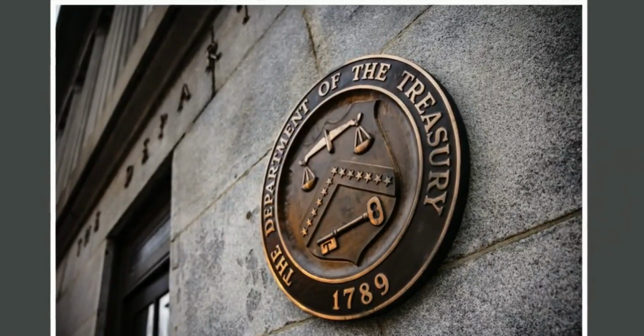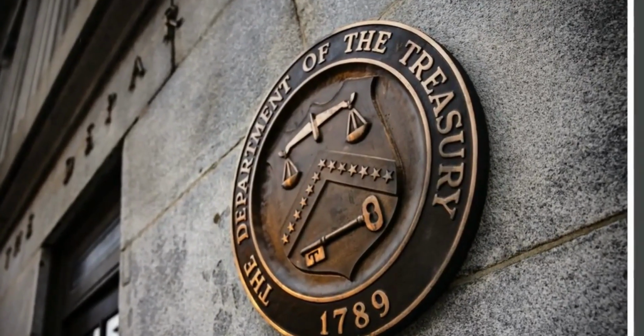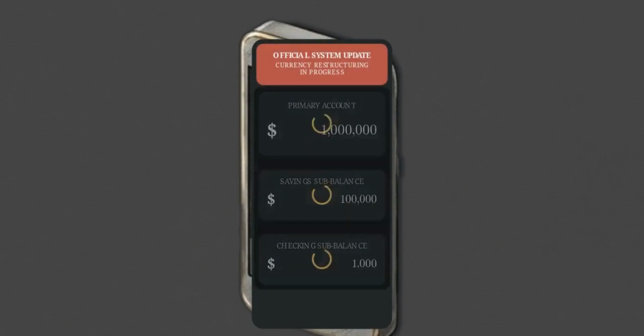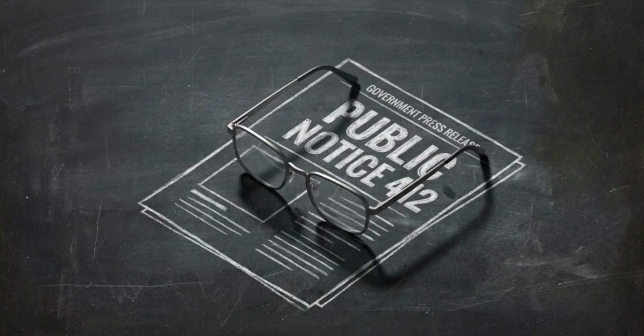Reset Day is characterized by a synchronized government announcement of an immediate transition to a new currency architecture. The primary tool of this transition is an optical redenomination of account balances. A conservative 10-to-1 reduction is a standard baseline in these scenarios. Official communications describe this reduction as a nominal accounting optimization intended to simplify daily transactions.